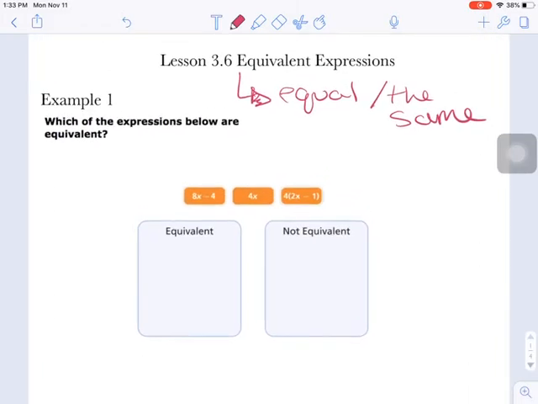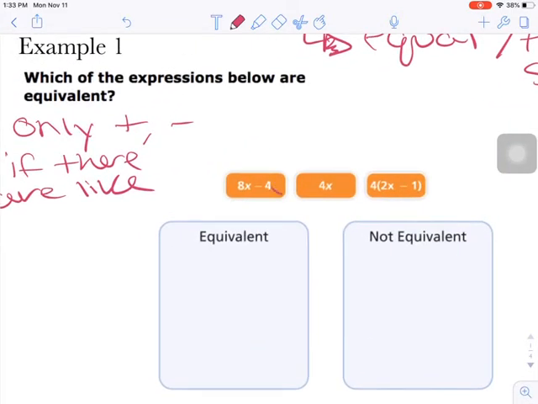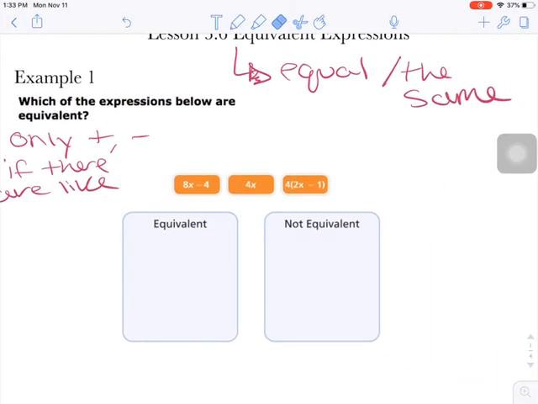So first, right off the bat, we have 8x minus 4 and 4x. These are not equivalent to each other. And now some of you might have said, well, if you do 8 minus 4, that's 4, so 4x. The reason that you cannot do that is because you can only add or subtract if there are like terms. Like terms, for instance, would be this 8x, the 4 would also have to have an x by it for you to be able to combine those. If it was 8x minus 4x, then you could combine because they both have a variable. But since it's 8x minus 4, we cannot combine those.